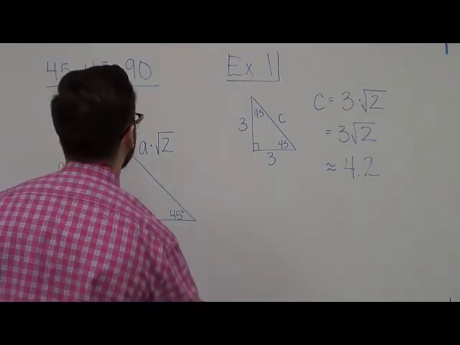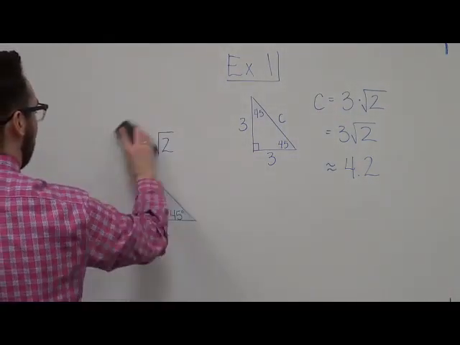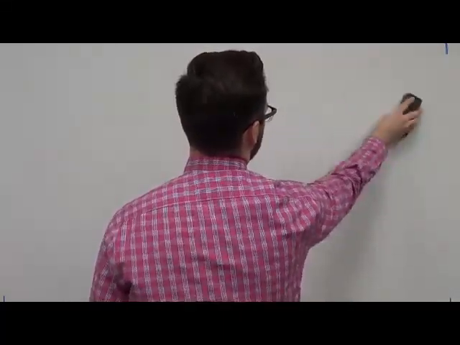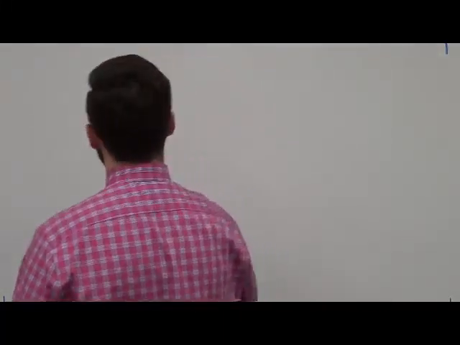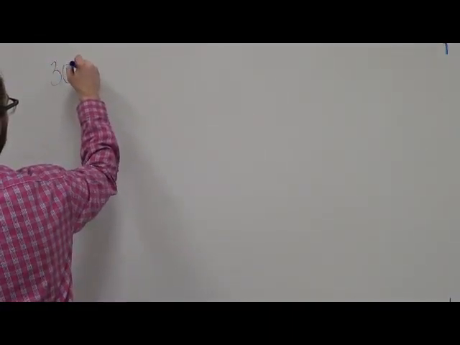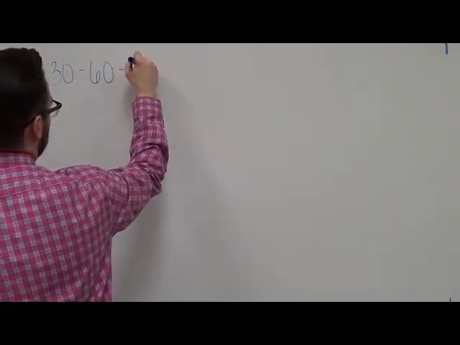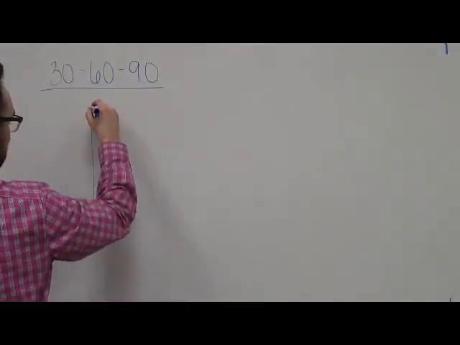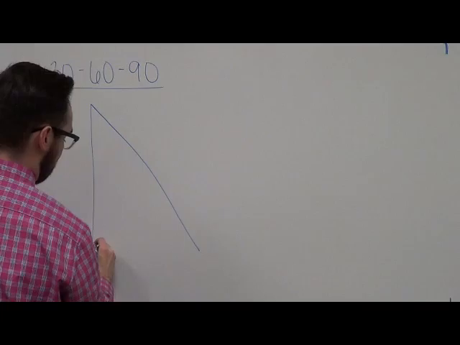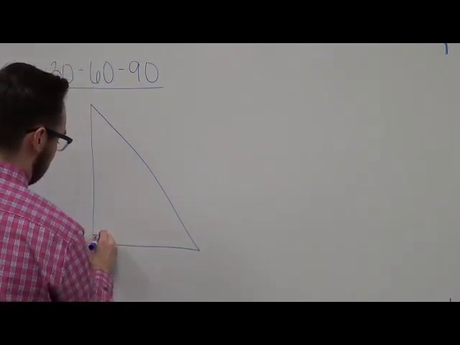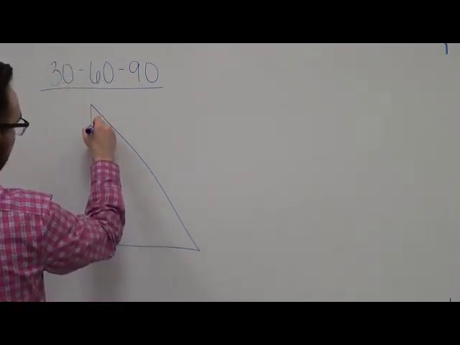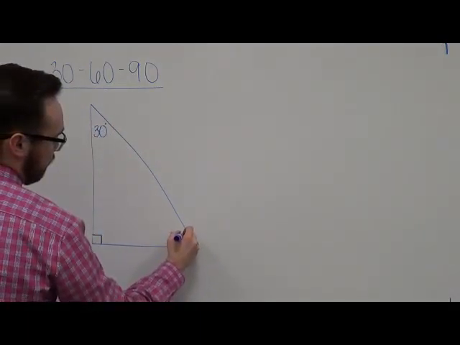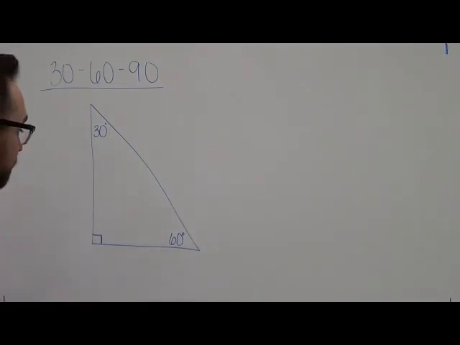Now the other one is a little more complex, but not too bad. It's what we call a 30, 60, 90. In this one, we have 30 degrees in one of them, 90 degrees in the other, and 60 degrees in this one.